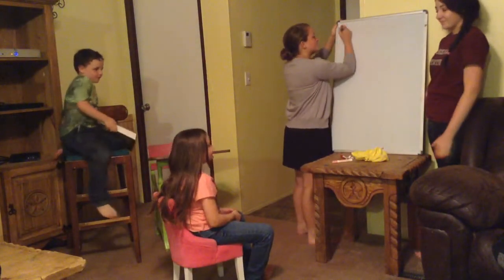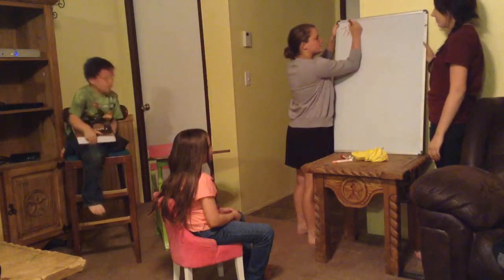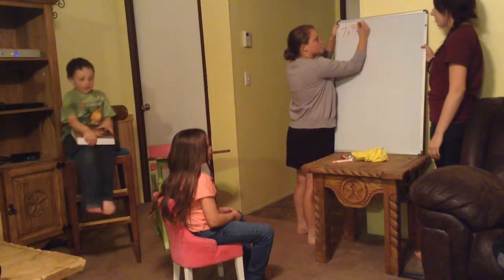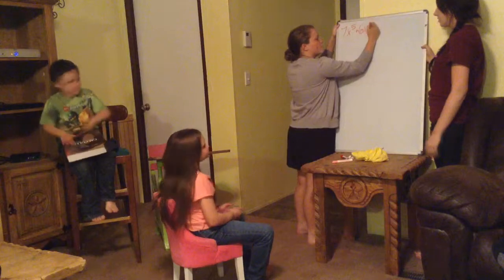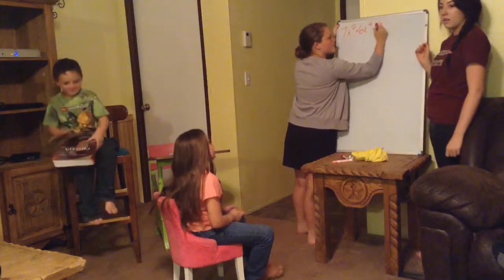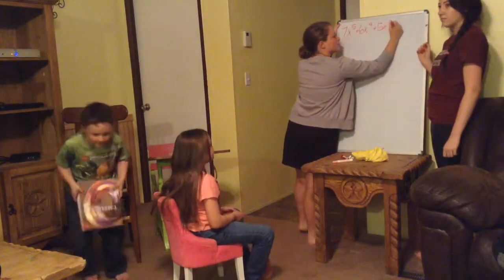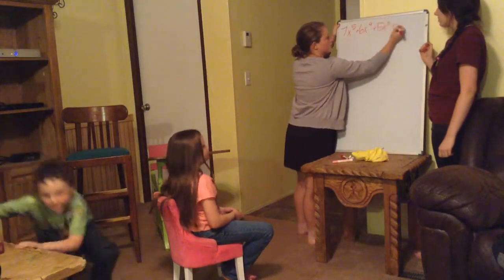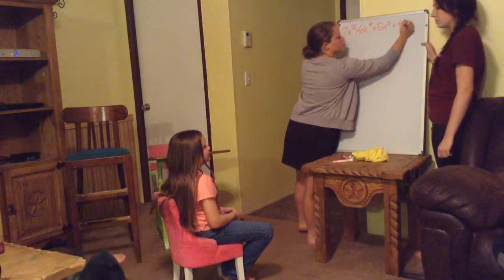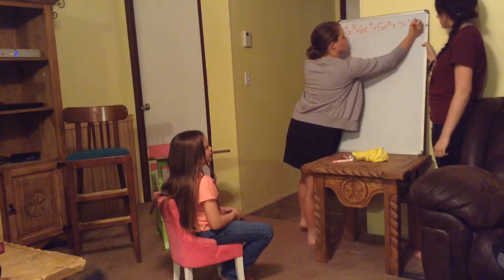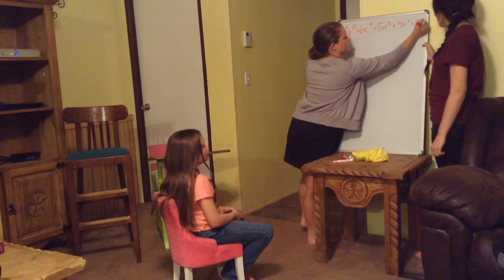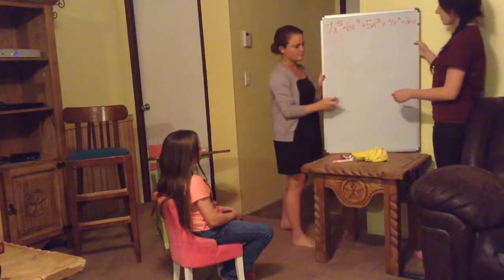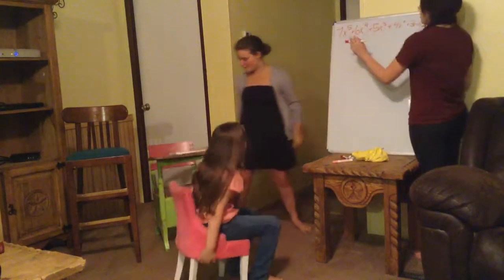Okay, your problem is 6x to the 4th plus 5x to the 3rd plus 4x squared plus 3x plus 2. I need you to take the derivative of that. Well, you take the first.